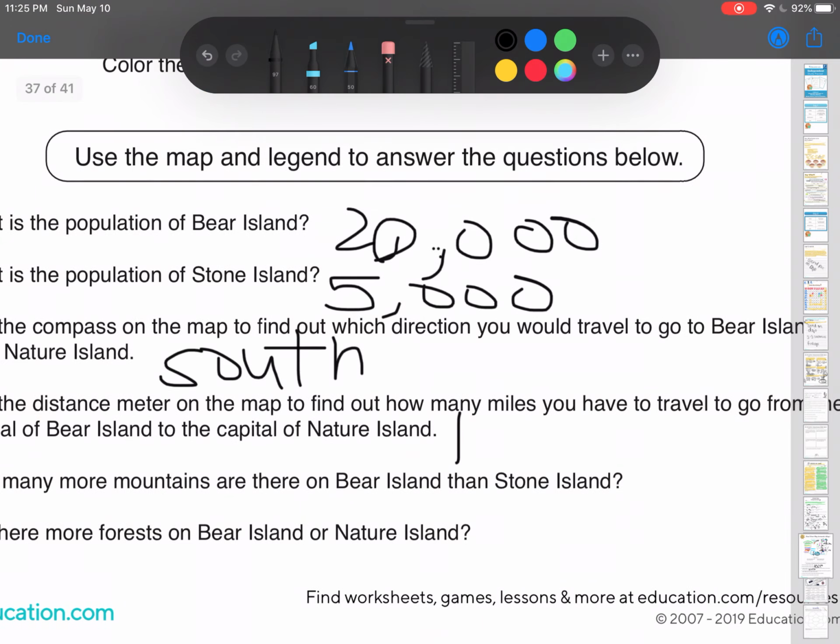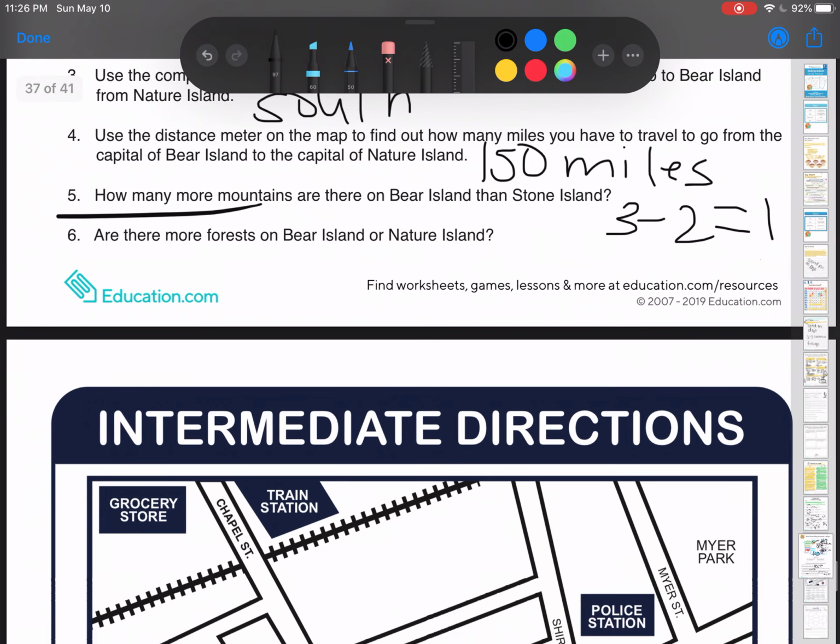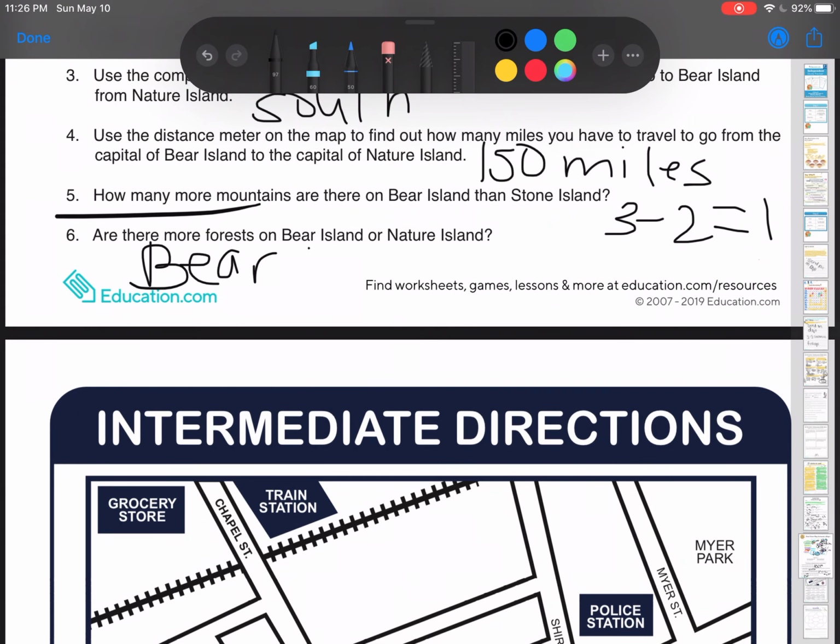How many more mountains are there on Bear Island than Stone Island? So here we are with Bear Island and Stone Island. Bear Island has 1, 2, 3, and Stone Island has 1, 2. Remember, how many more means to subtract. So what is 3 minus 2? That equals 1. So it has 1 more mountain. Are there more forests on Bear Island or Nature Island? So here's Nature Island. I see 1, 2 forests. And Bear Island, I see 1, 2, 3 forests. So which one has more? Bear Island.